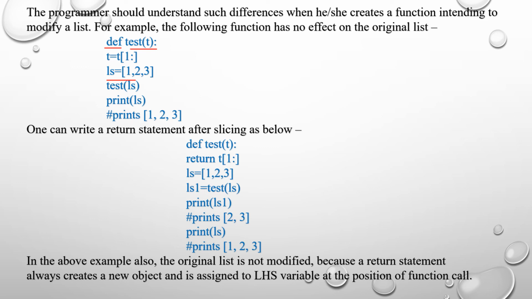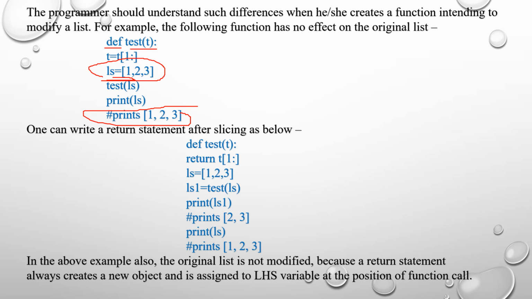Here I am calling the function I named test. I am passing the list variable name, which I named ls. If you print ls, the Python interpreter will print 1 2 3. It will print as it is, so this is my original list, elements are 1 2 3. So there is no effect.